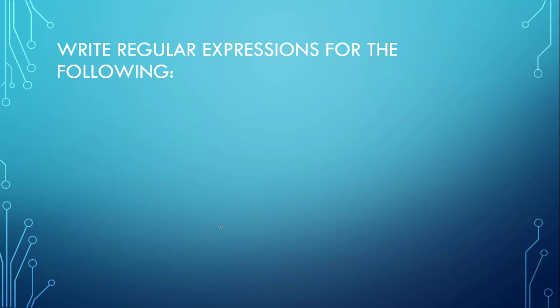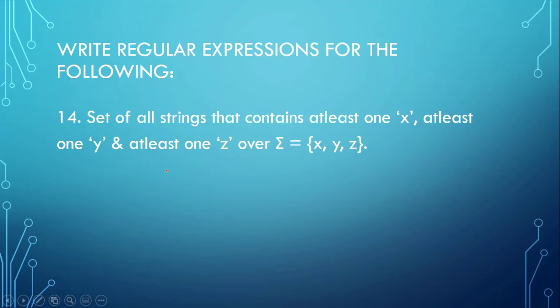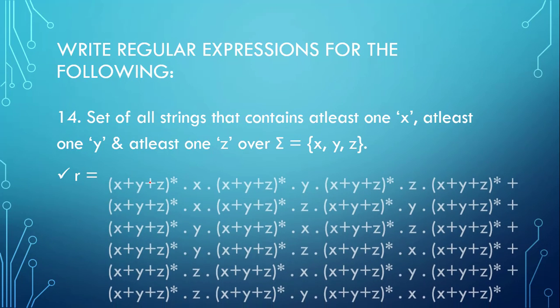I hope you are able to solve these questions on your own. For this question, just take a pause and try to write the regular expression for the given question, set of all strings that contains at least one X, at least one Y and at least one Z over the input X, Y, Z. This is similar to our previous question, except here there are three input symbols that you need to consider for writing the regular expression. Alright, now let us see the regular expression.